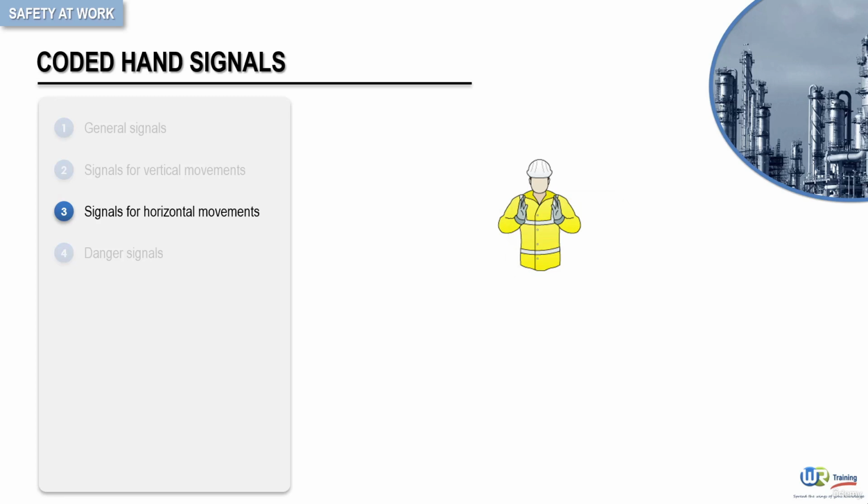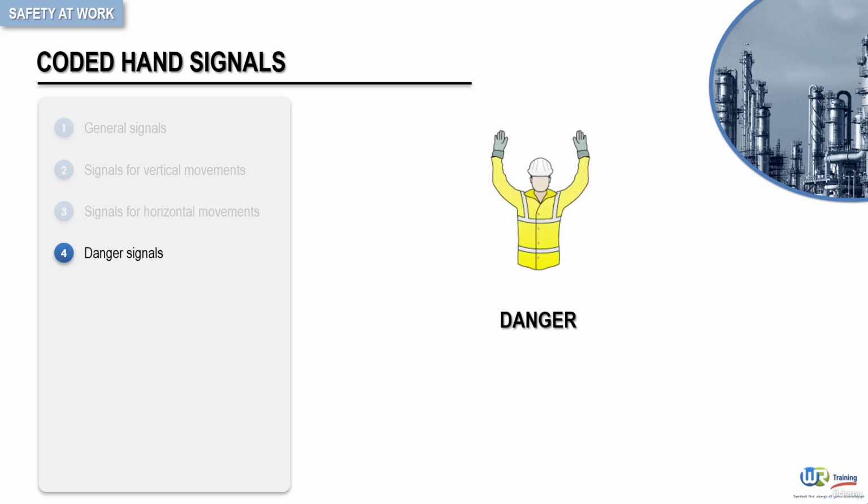This next figure is for horizontal distances. Here, the hands indicate the relevant distance. Finally, a dangerous situation can be indicated by the following hand signal. In this situation, an emergency stop is required.